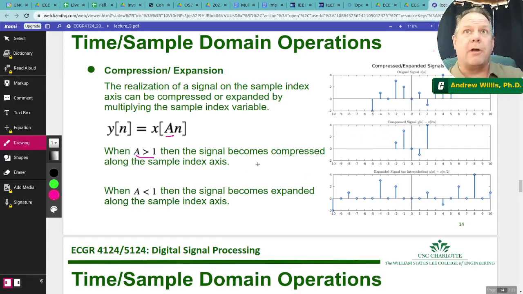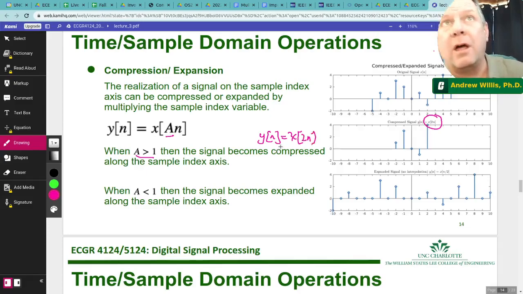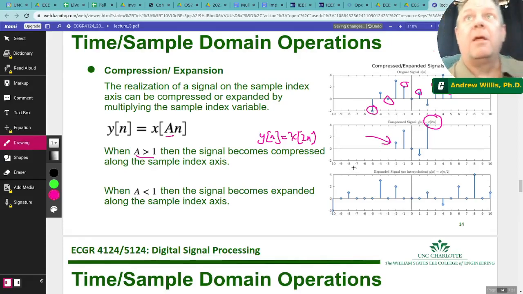This looks like the compression. This situation here is y of n equals x of 2n, and that has the effect of discarding all of the odd indexed samples. So this sample is gone, this sample is gone, and this sample is gone. And similarly on the positive axis, this sample, that sample, and this sample were deleted. They do not appear in the signal. All of the odd samples.